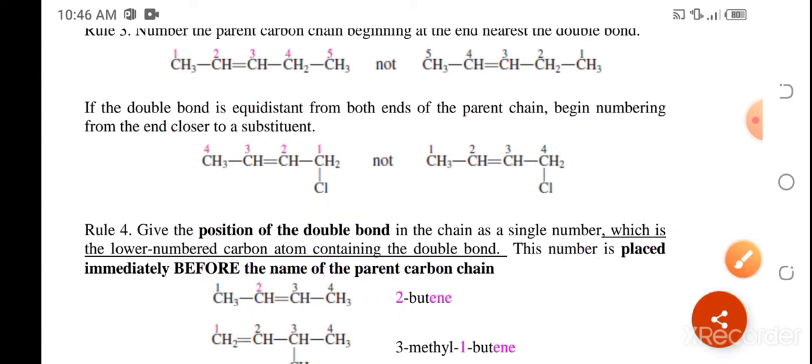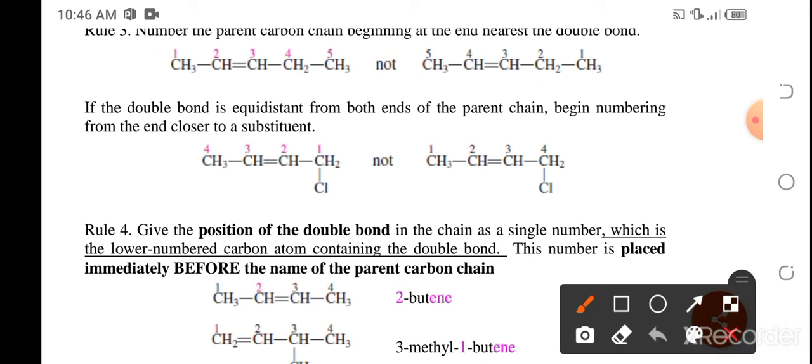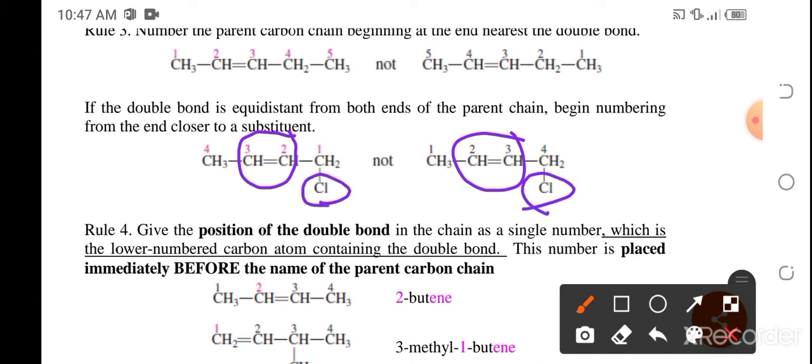Okay, nevertheless, going back to this specific example, since we have a numbering system that is equidistant, left to right or right to left, our tiebreaker here is the halogen. So, if the halogen here is at carbon number 1 and here it is carbon number 4, we will not choose this, rather, we will choose the numbering system that will give us the lowest number for the double bond as well as the lowest number for the substituent chloro or other substituent.